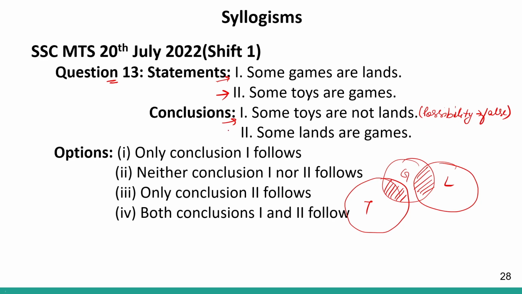Correct? Conclusion number 2 says some lands are games. Definitely this area highlights some lands are games. So this will be true. So only conclusion 2 will follow, which is given in option number 3, that only conclusion 2 follows. This will be the answer. Only conclusion 2 follows. Clear?